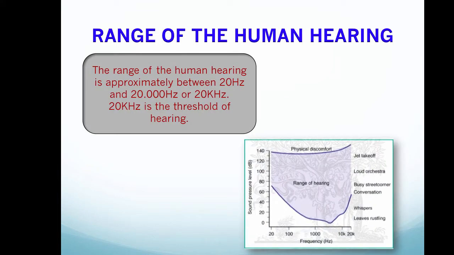Range of human hearing. The range of human hearing is approximately between 20 Hz and 20,000 Hz, or 20 kHz. 20 kHz is the threshold of hearing.